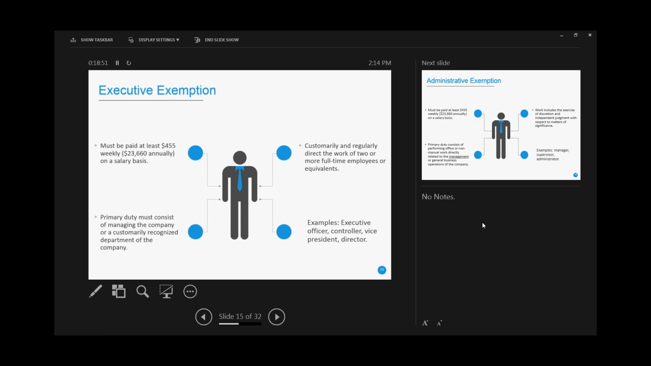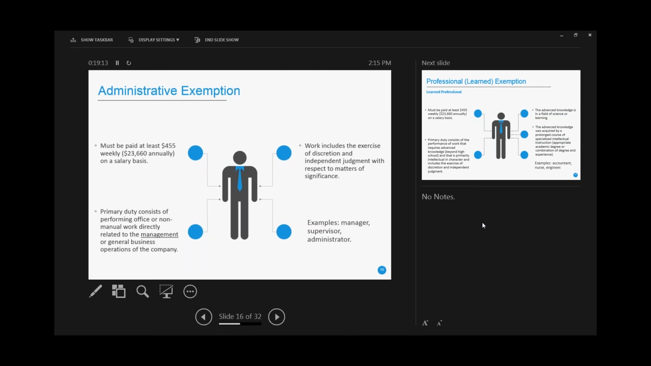The primary duty for the employee being considered for the executive exemption must consist of managing the company or customarily recognized department of the company. Examples of positions considered to have the executive exemption are executive officer, controller, vice president, or director.